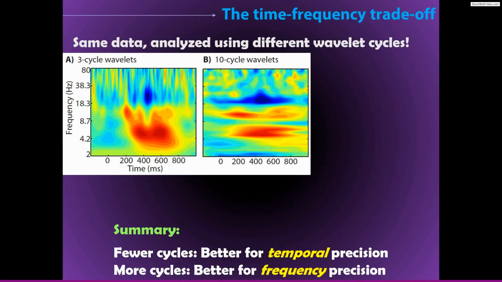Of course, the answer is that both of these analyses are equally correct. They just provide insights into different features or different aspects of the data. So we can see there's a few striking differences that I'll point out very briefly. So here with this 3-cycle wavelet, remember now we have better temporal precision, but worse frequency precision. So it's like we're smearing the data, or sort of stretching the data, on the frequency axis here.